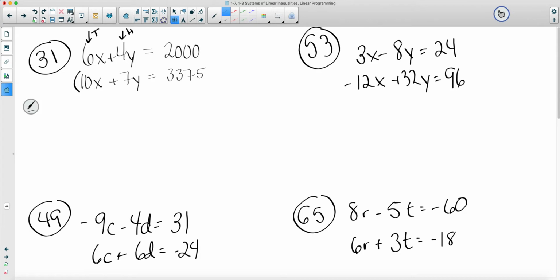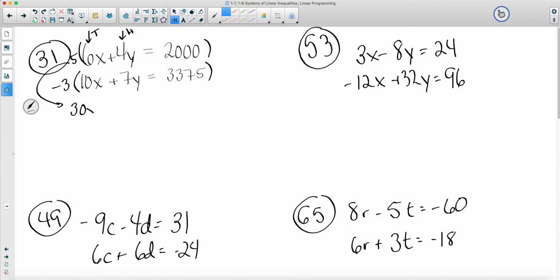So I'm going to take this bottom one times a 3 and the top one times a 5. Now the 3 and the 5 don't have to be the same, but after I multiply, the number in front of the x should be the same. So 5 times 6 will get me 30, 3 times 10 will get me a 30. Let's make this one a negative. Okay, so that way they're going to cancel out. And we're going to rewrite those down below.